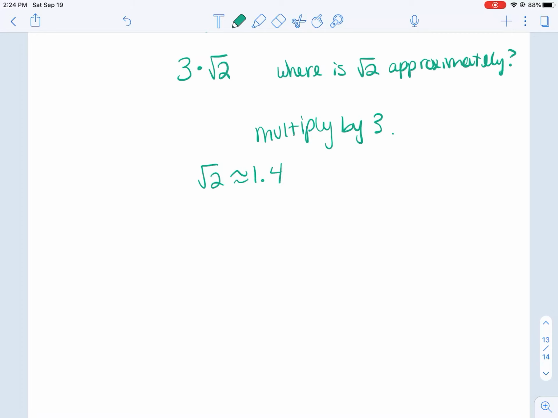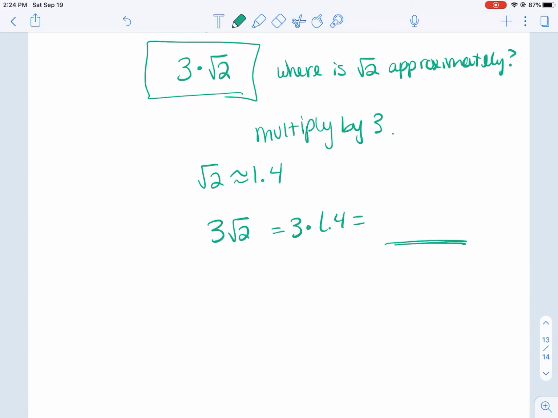Okay, you could use a calculator and find the exact value, but right now we're just estimating. But if it's 3 radical 2, then I would take 3 times my estimate, 1.4, and that would give me its approximate place on the number line. Okay, so this is just a simplified form of a radical, but you might run into that as well.